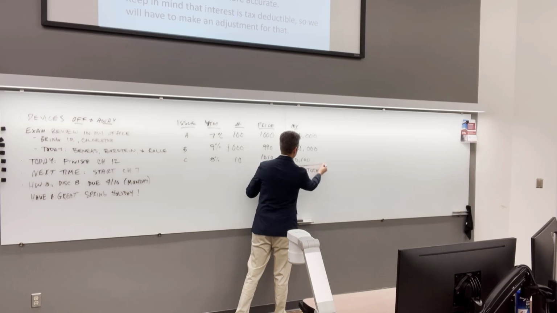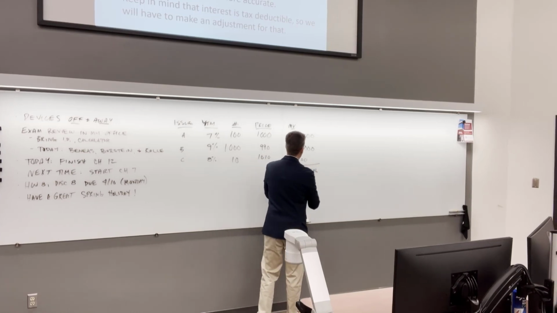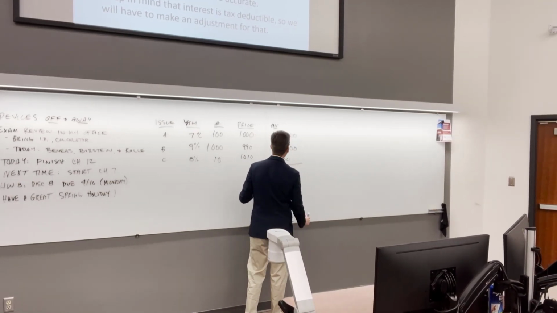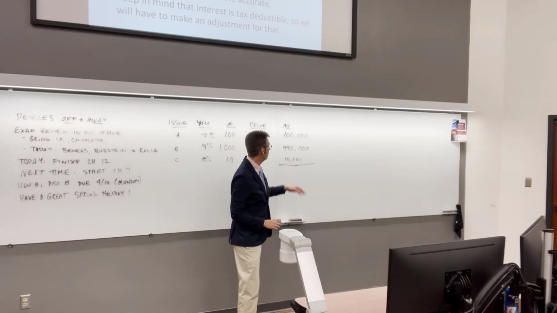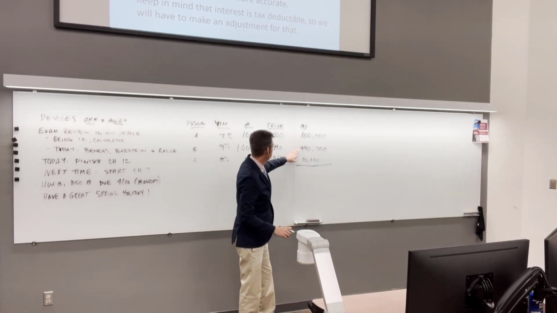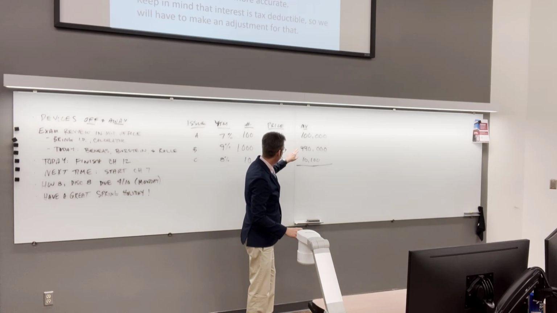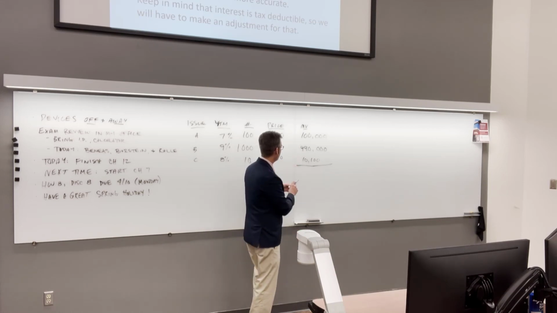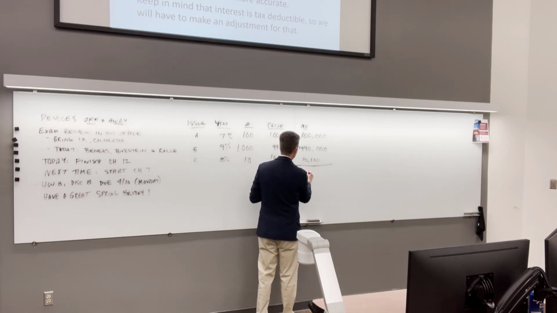Okay, so how do I figure out the total amount of debt that this company has? All I've got to do is add these things together. So this plus this gives us $1,100,000. So this plus 100,000. I think what we're looking at here is 1,100,100. Yeah, is that it?